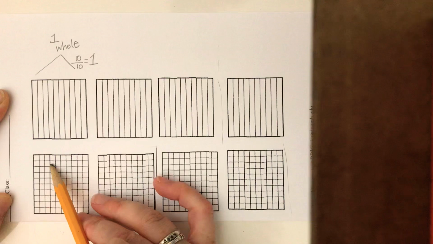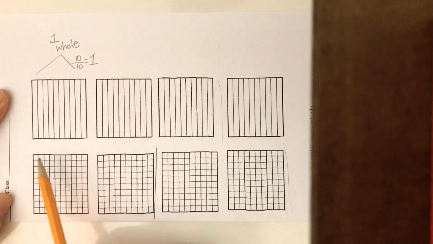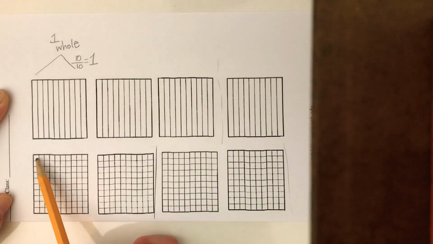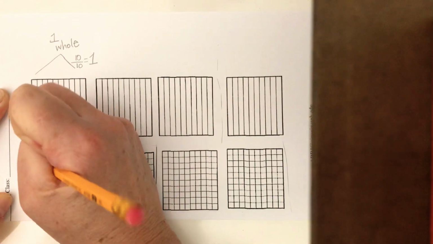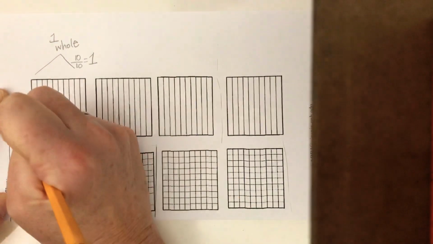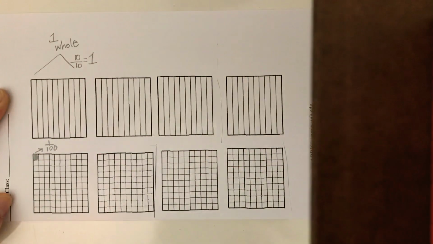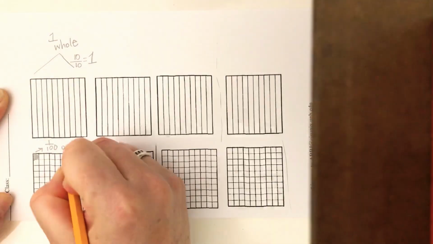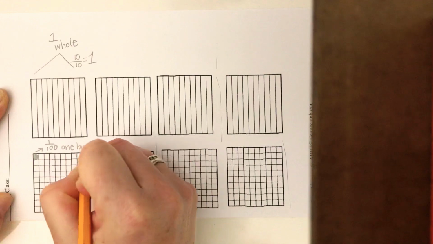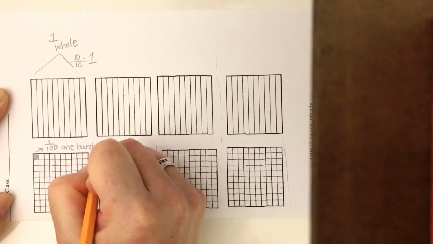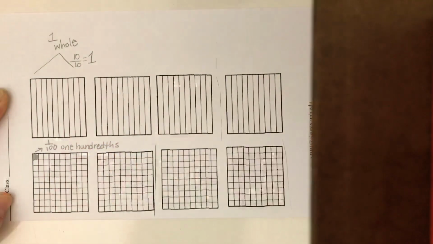And then these bottom visual grids are equal to 100 equal parts. So if I were to shade in 1, that unit is called 1/100th of a whole because it's one piece, and in word form we would call that 1/100th with a TH on the end.